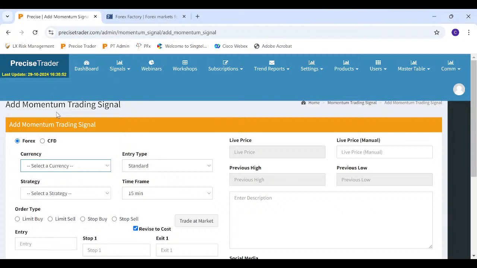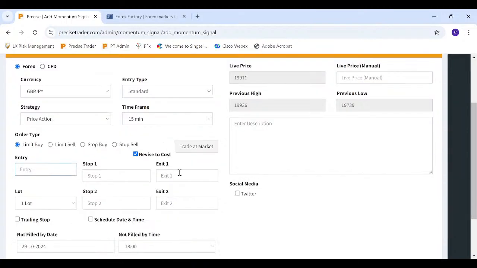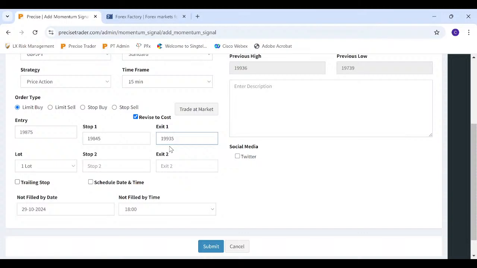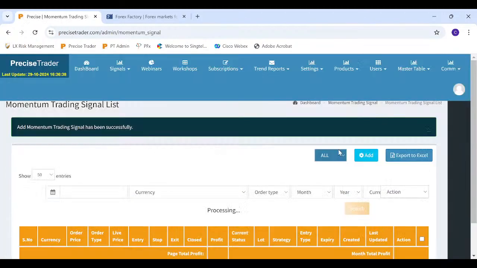Here, pound yen: 198.75 and 45, and this one is 199.35. We can enter. If 199.35 or 40 breaks, then we should be seeing 199.85, at least 199.85 to 200. For this again we give about 2 hours from now, and we will see whether the order gets filled.